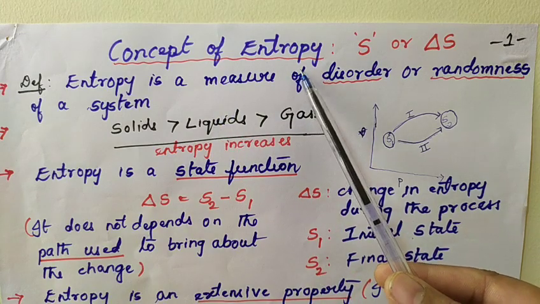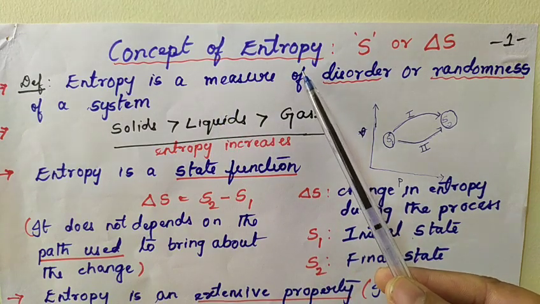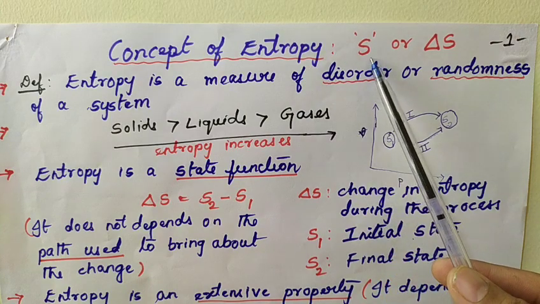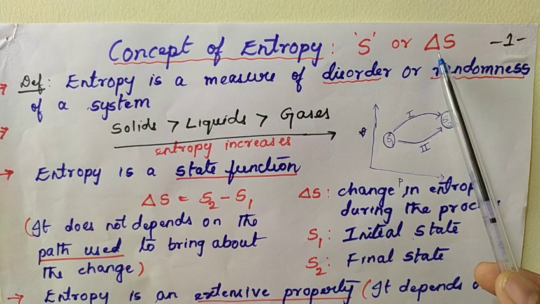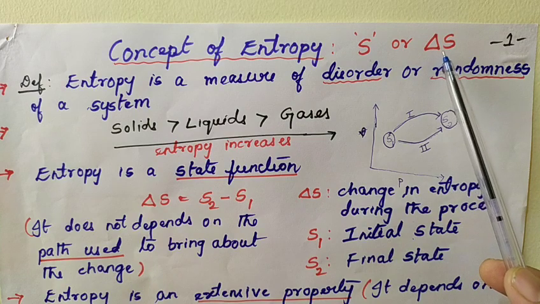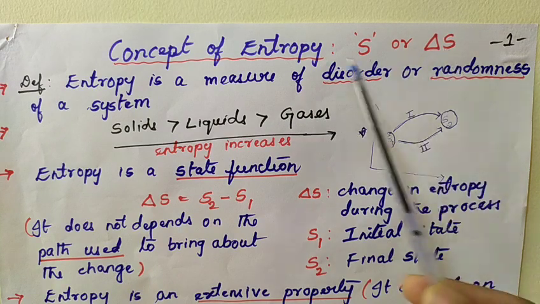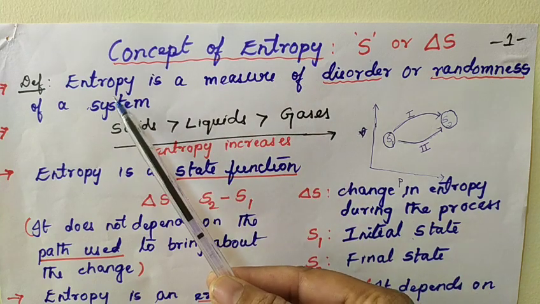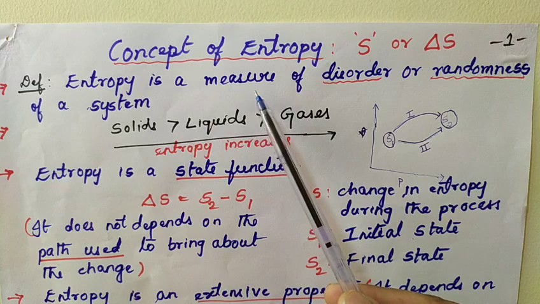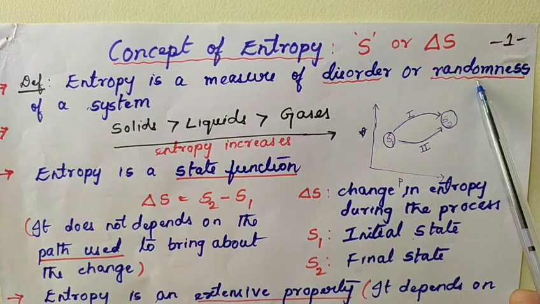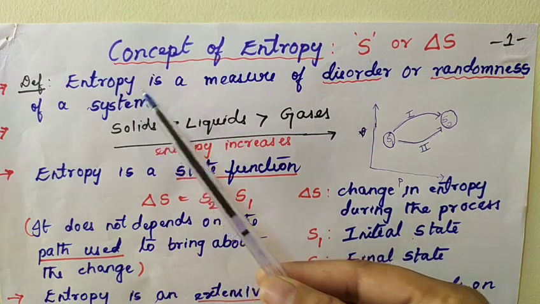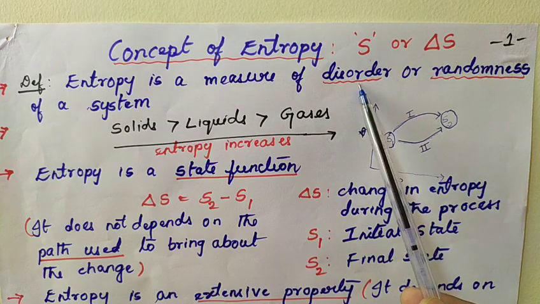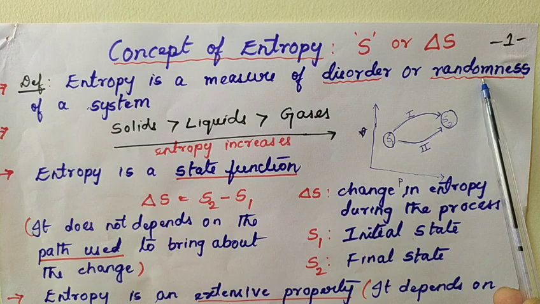So entropy is basically a thermodynamic property. It is represented using the symbol capital S, and the change in entropy is represented using the symbol delta S. Entropy is one of the important thermodynamic properties, and it is defined as a measure of disorder or randomness of the system. And the keyword here is disorder or randomness. Now let us understand the meaning of disorder or randomness.